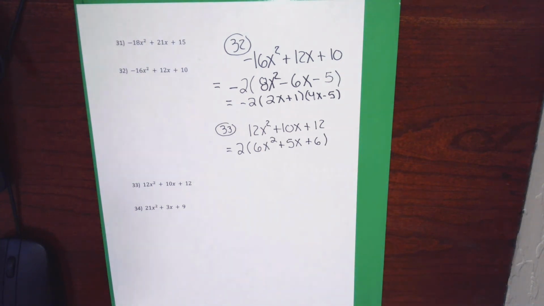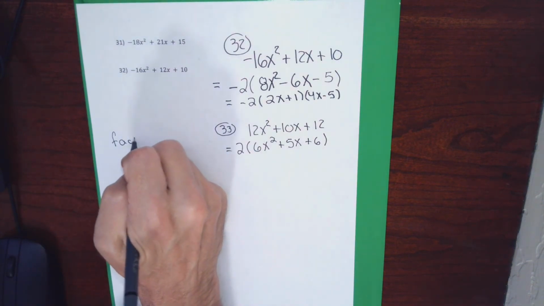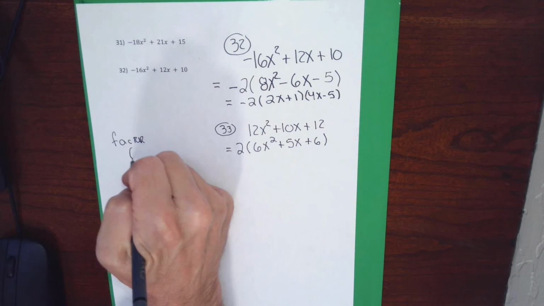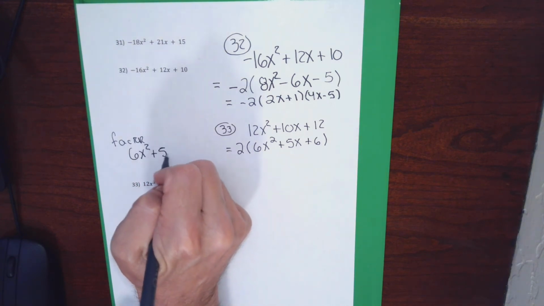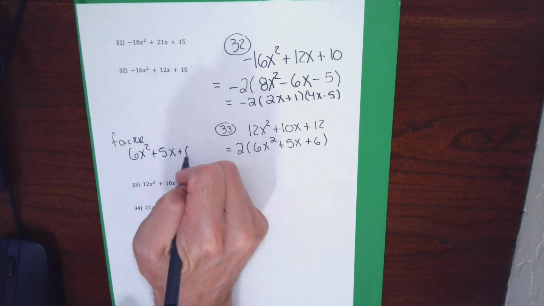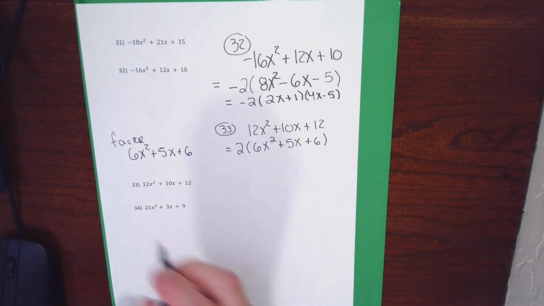So I can just do that. And now I'm going to try to factor 6x squared plus 5x plus 6. I don't even need to look at my template. That's the top row of my template. That's a good place to be.